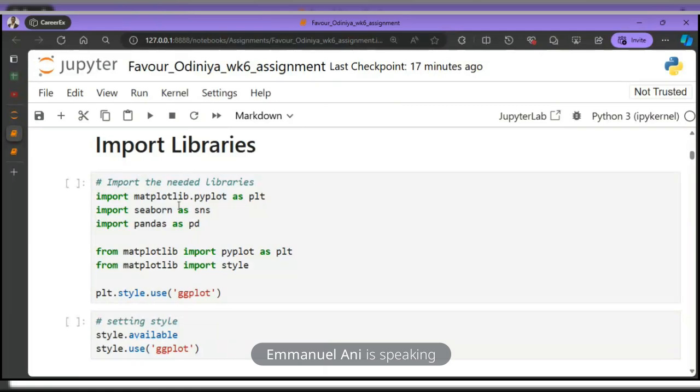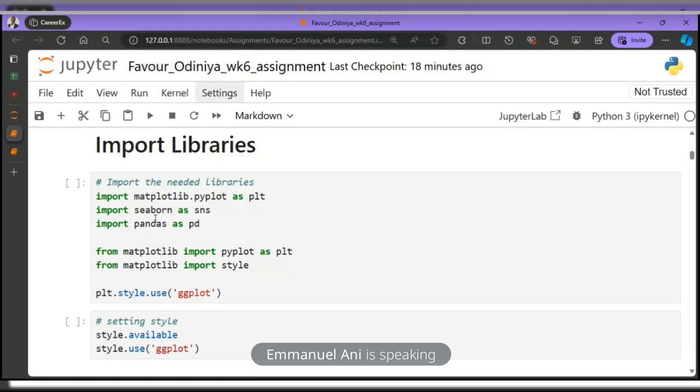So here you can see we import matplotlib. A quick shout out to Favor Odinia. Sorry if I didn't pronounce that correctly. If you are here, you did well in your assignment, so that's why I have it up on the screen. I haven't actually graded everything, but I like this particular assignment. So kudos to you and well done.